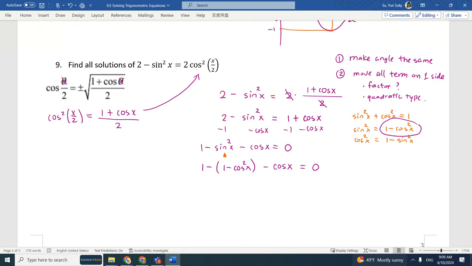Okay. And now we distribute. So it becomes 1 minus 1, and then negative becomes positive. Right, everybody? It becomes positive cosine squared minus cosine x equals 0. Right, everybody? So the 1s cancel. We get cosine squared minus cosine x is 0.